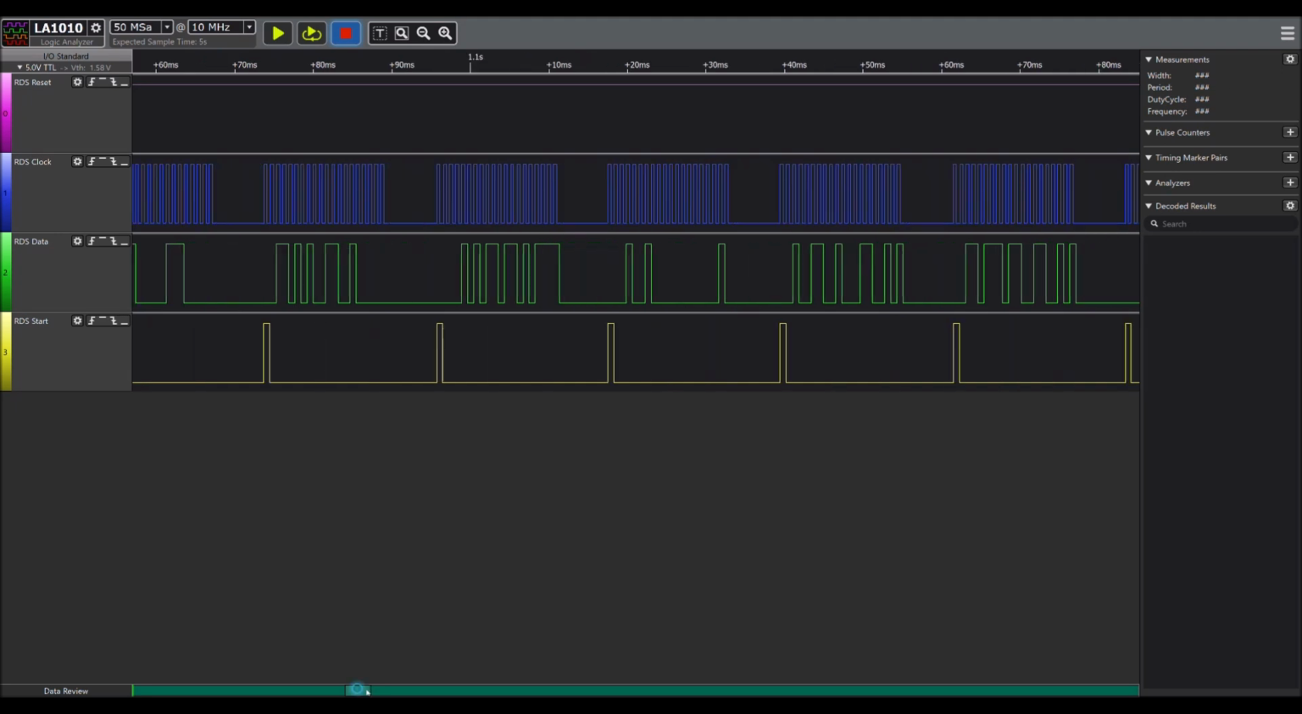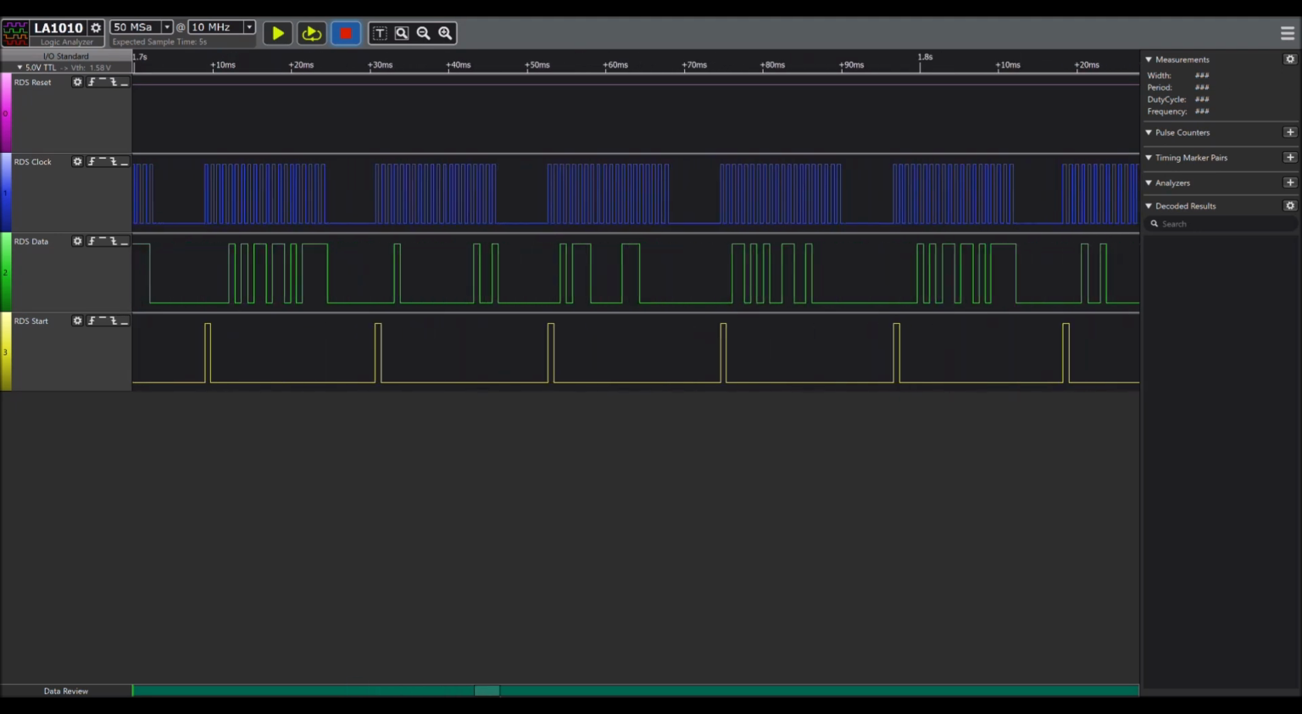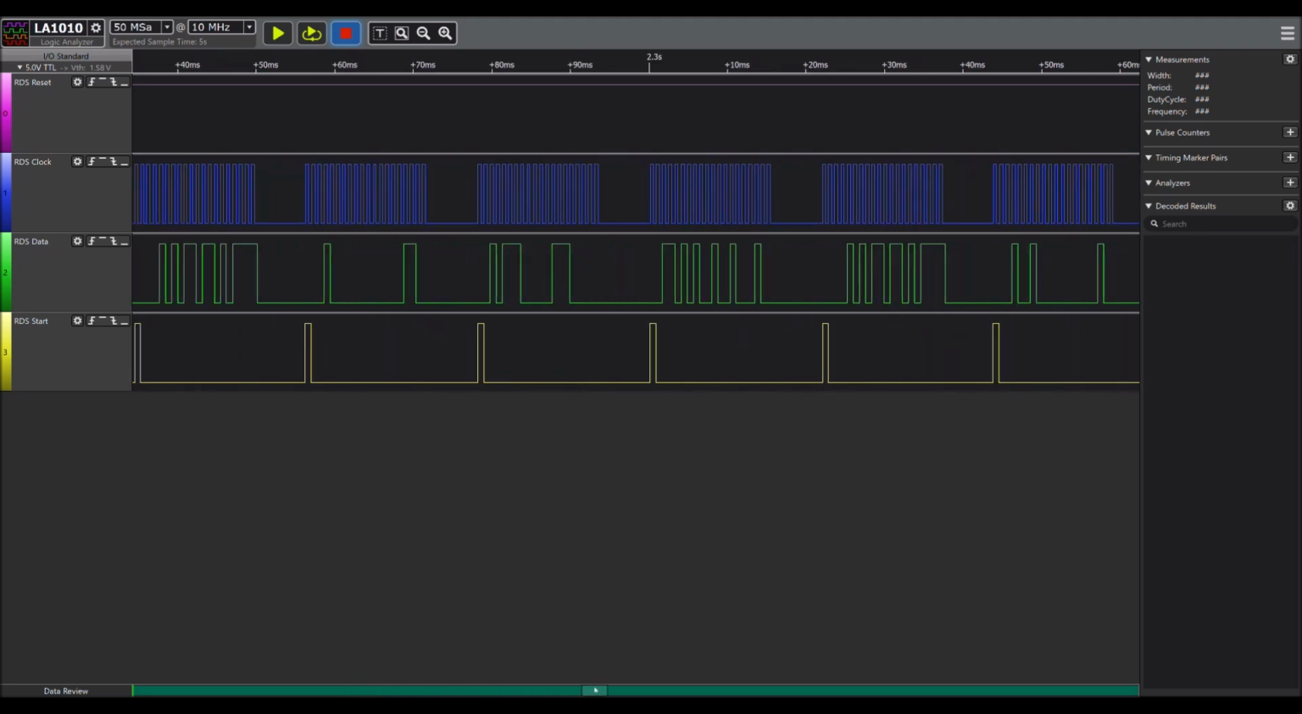and that's already much more promising because we have an RDS start pulse and we have 20 clock pulses for every start pulse, and you can already see that it's much more visible what the data actually is, and you can already see that this one and this one is the same. Still a lot of data, but I think I can work with this.